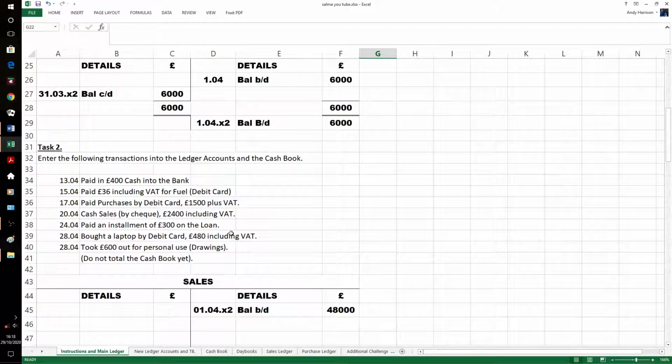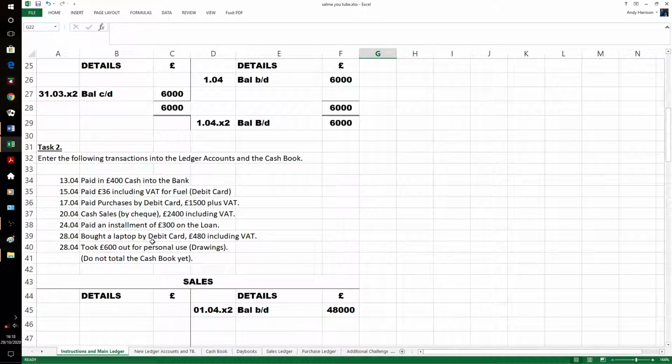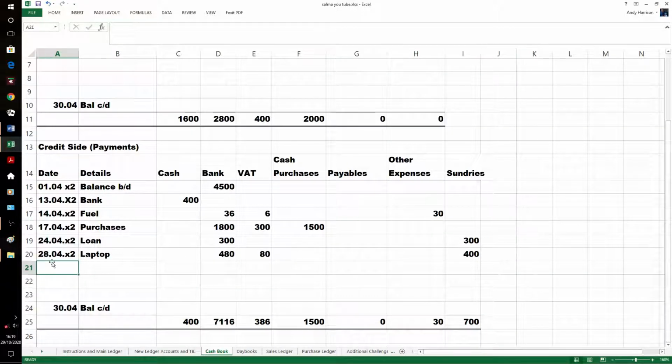Postings will be slightly different because it won't be the total of the sundries. Laptop, £480 including VAT on the 28th. Remember the date this time. And that'll just have to go into sundries. We haven't got a column for it. £600 for personal use drawings. So, not doing very well money wise at the moment.